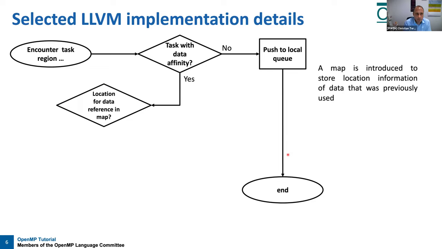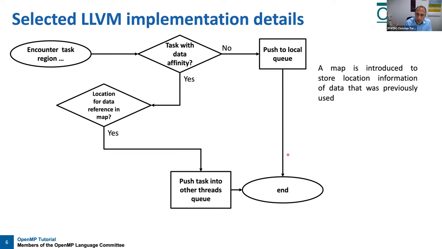Only then the mechanism behind that is being enabled. So the runtime will see, is the location of the data reference, like A with a certain index in the example on the previous slide, in a map? That means a helper data structure. If yes, it will put the task not into the local queue, but into, let's say, a remote queue. So that means into the queue of one of the threads that's closest to the data. So it has to have some notion of the topology of the system and where threads are being executed. And that also implies that you use some kind of thread binding.